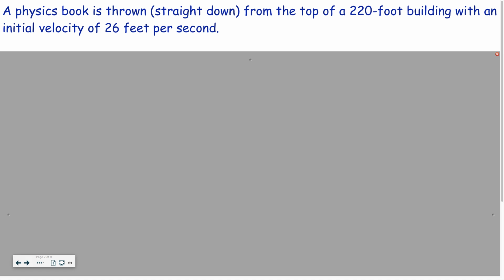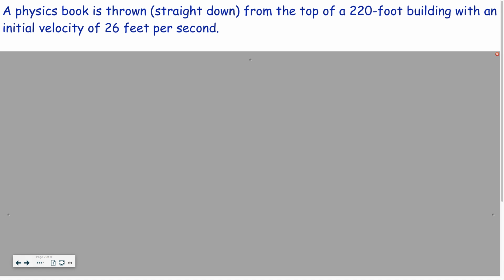A physics book is thrown straight down from the top of a 220-foot building with an initial velocity of 26 feet per second. This person does not like physics. It could be a calculus book. This person really is partial to calculus. No, physics, they're not getting along very well.